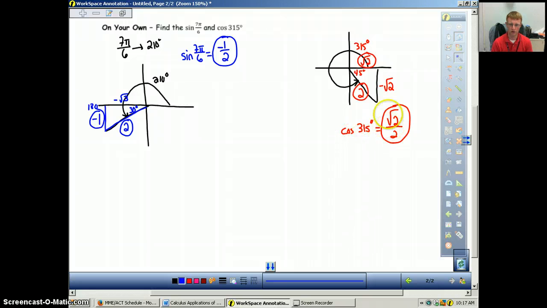For the cosine, you should have gotten the square root of 2 over 2. Again, when you go 315 degrees around, that leaves us with a reference angle of 45 degrees left over to get to the 360. So again, the adjacent side here of the cosine is the positive square root of 2. The hypotenuse is positive 2, so we end up with square root of 2 over 2.